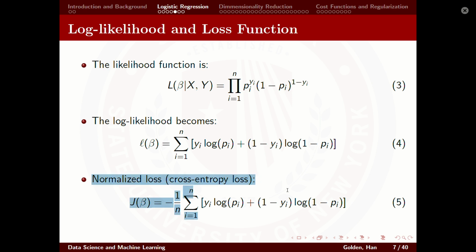And normalized loss is right here. It's negative 1 over n. We're normalizing so that we don't automatically increase the loss by increasing observations. Negative 1 over n, we're doing negative 1 over n so that we have something positive because it's easier to decrease than increase, times our log likelihood.